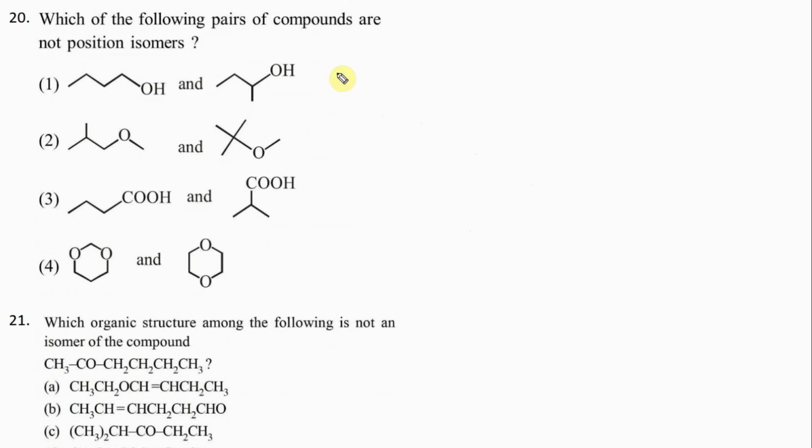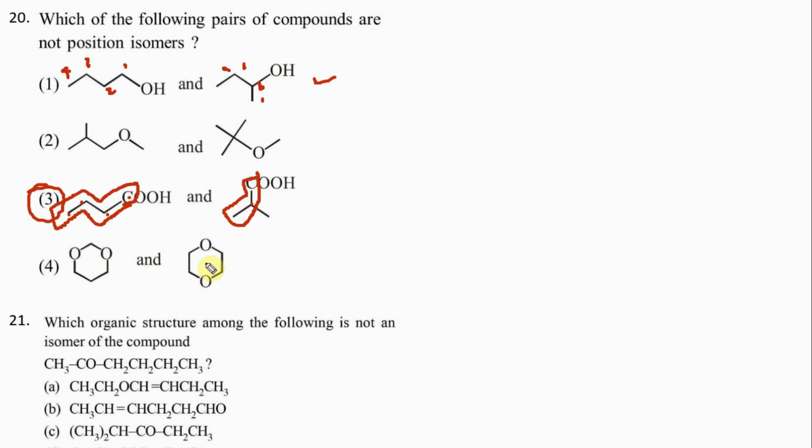Question number 20. Which of the following pair of compounds are not positional isomers? So when you look at it, this is going to be 1 2 3 4, 1 butanol, 1 2 3 4, 2 butanol, positional isomer. Now when you look at this one, right away it stands out. What is this going to be? 1 2 3 4 butanoic acid. This is going to be 1 2 3 propanoic acid, 2 methyl propanoic acid. So butanoic acid and propanoic acid are not positional isomers. So that is going to be your option.